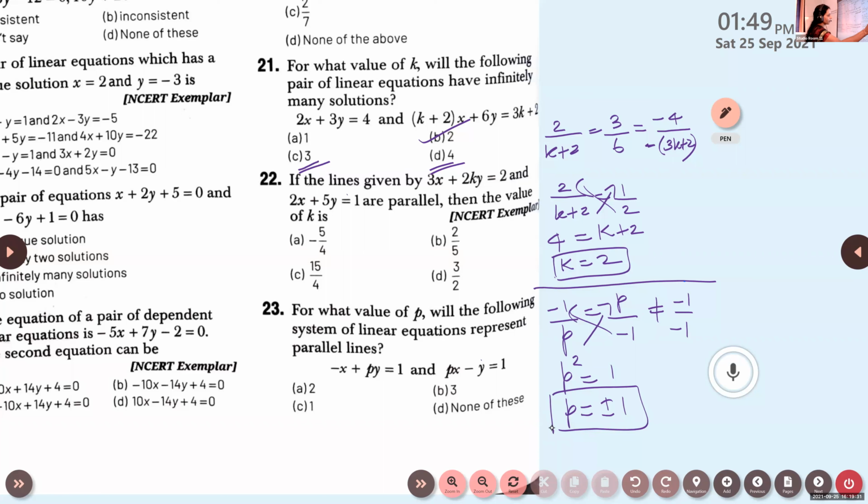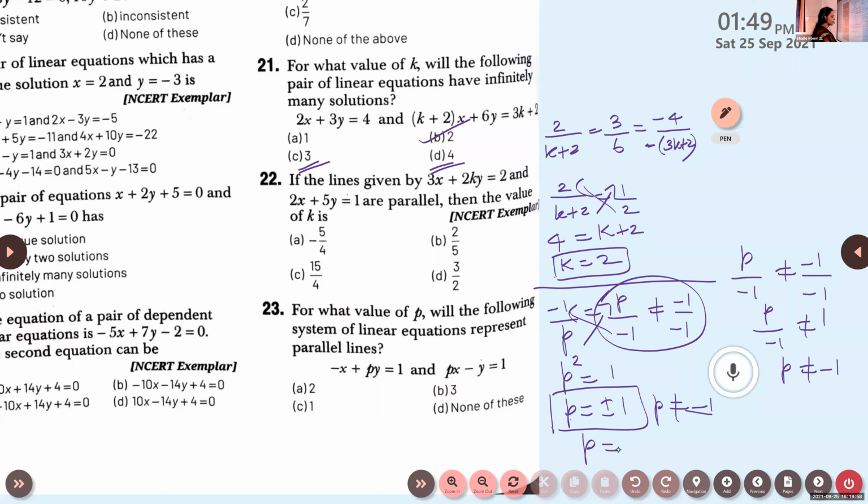Whenever more than one value is given, you look at the third condition. P by minus 1 is not equal to minus 1 by minus 1. That means P by minus 1 is not equal to 1. So P is not equal to minus 1. Here P can take two values, plus 1 and minus 1, but we get P is not equal to minus 1. So combining these two, P is equal to 1.